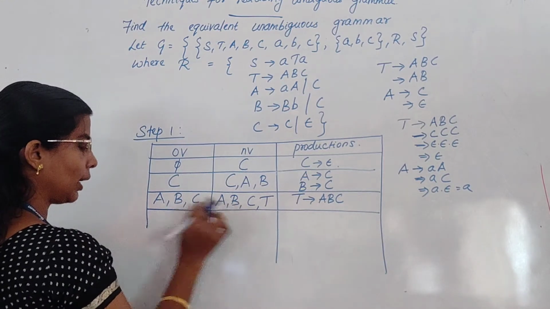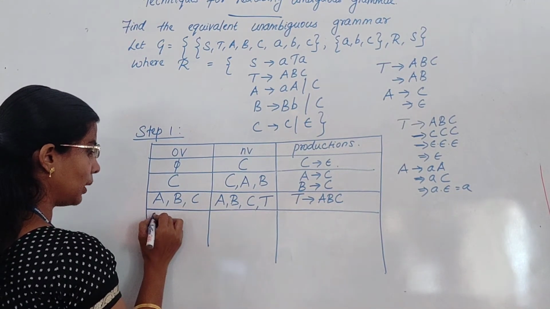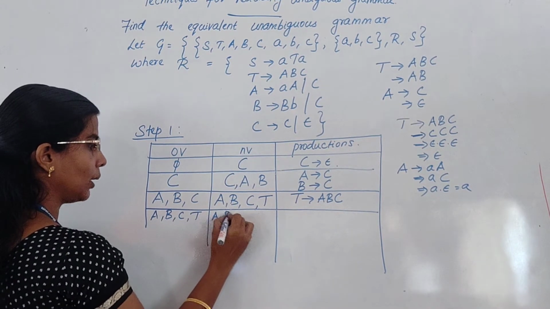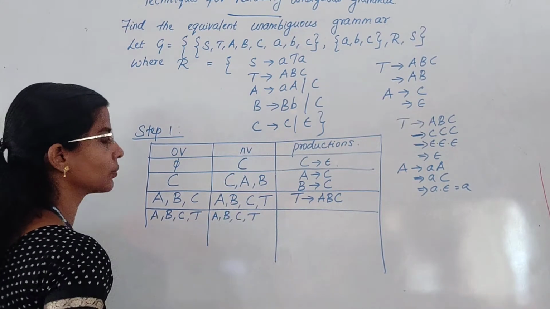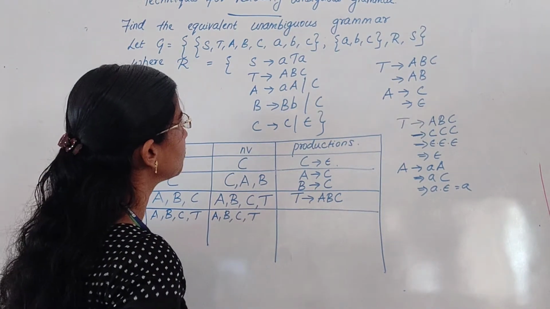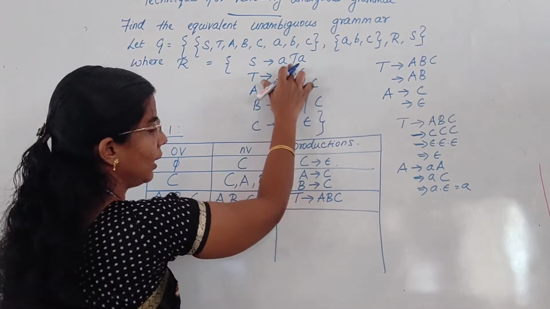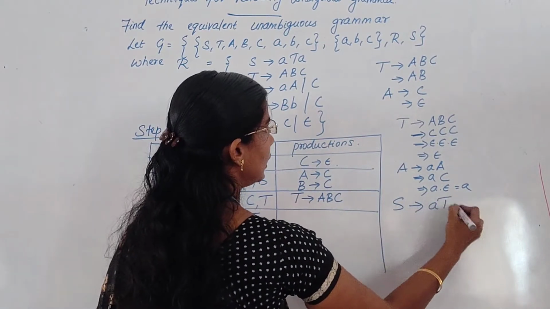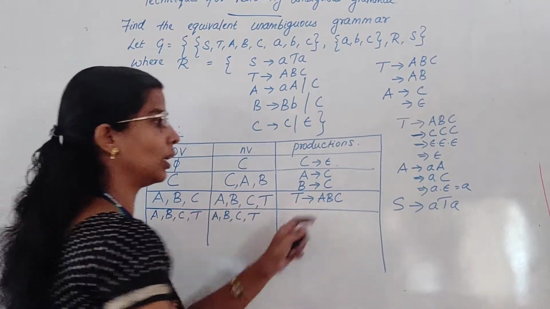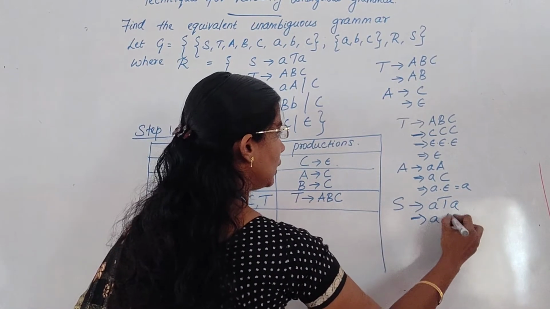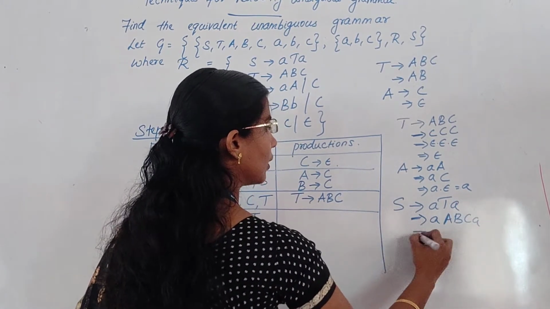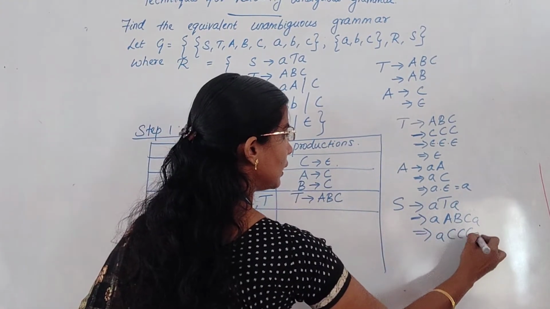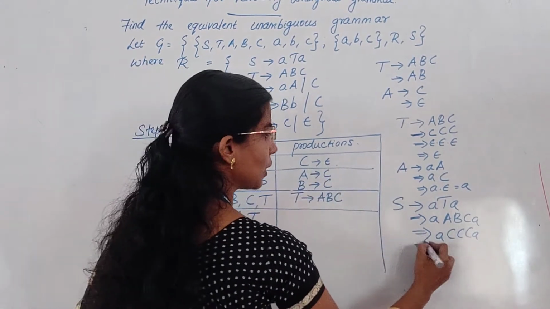I have to write this new variable in old variable. A, B, C, T. Again here A, B, C, T. Now check T I have here, right? So S tends to A, T, A. So when I substitute, it is A, B, C, A. Right? So what can I substitute for A and B? It is C, C, C, A. What about C? C it is epsilon.